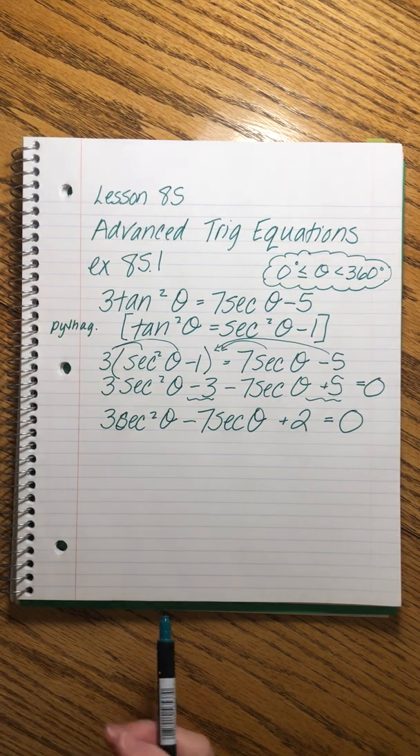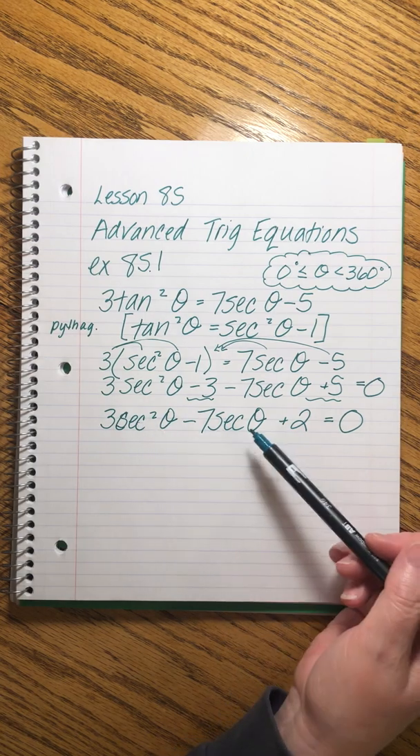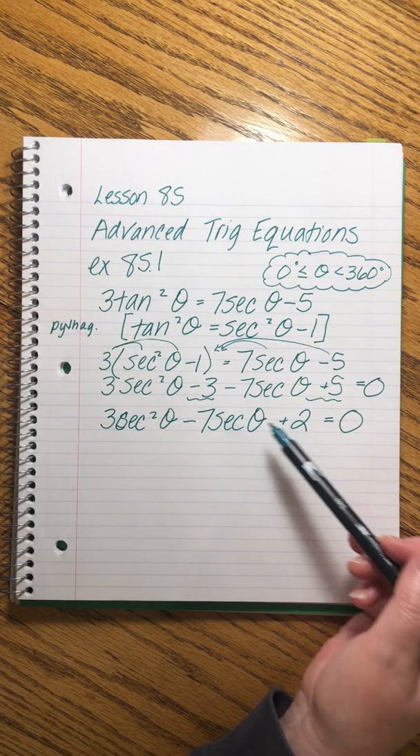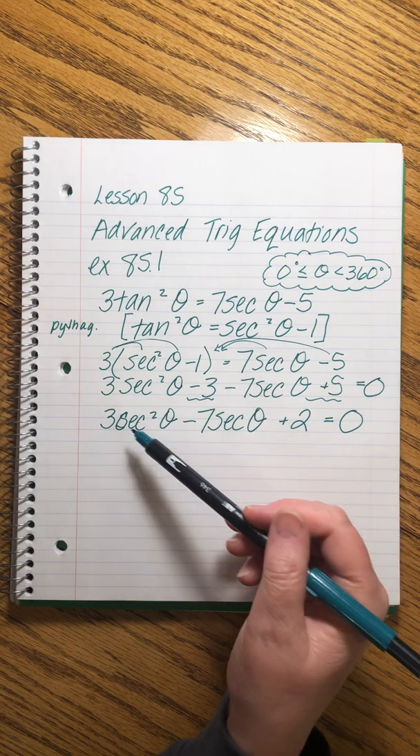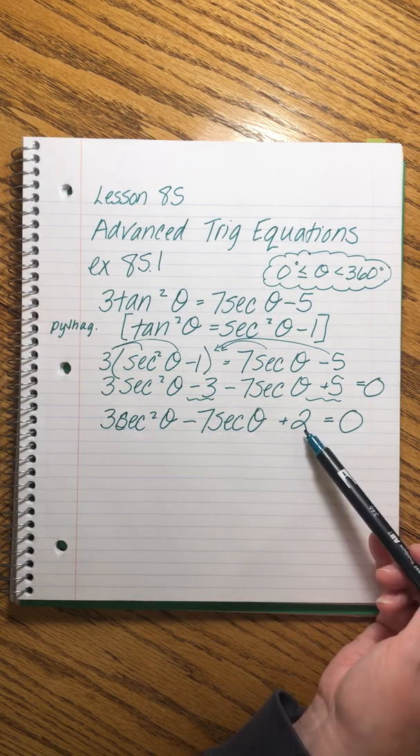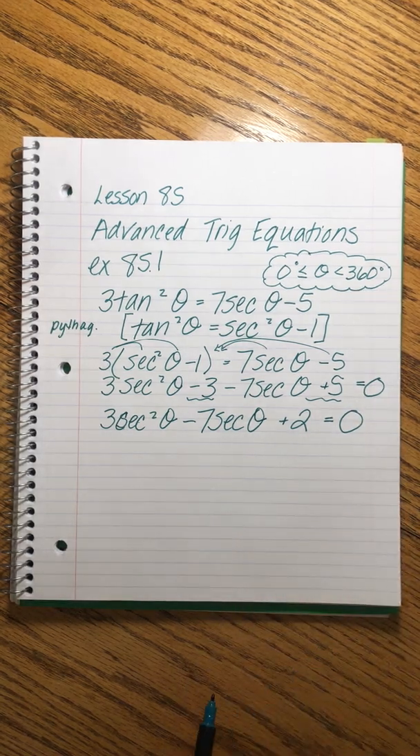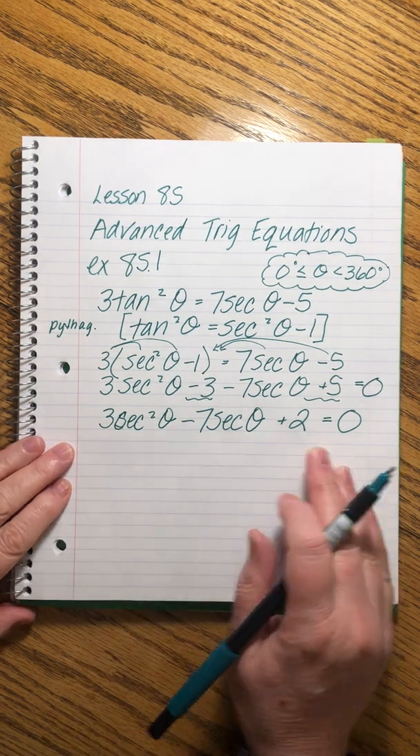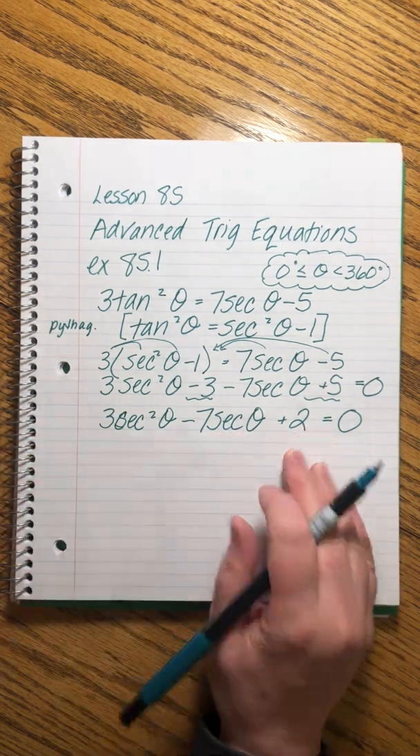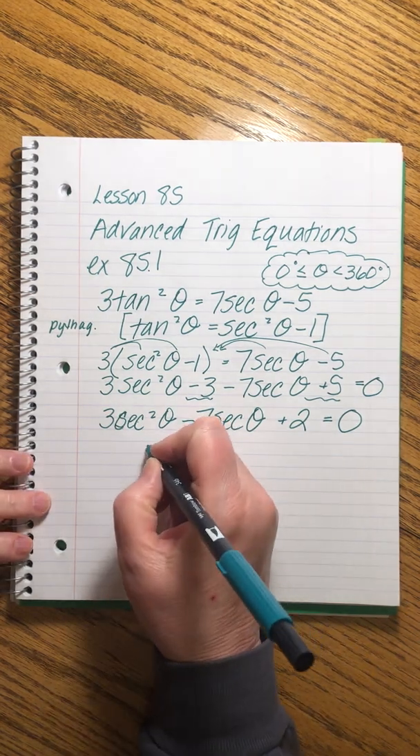Now, tell your brain to get ready to switch gears. What we see here is a squared, plane, and none situation with our secants: secant squared, secant to the first power, no secant. What we recognize, and this is a jump, is that we can factor this just as if these were x's instead of secants.